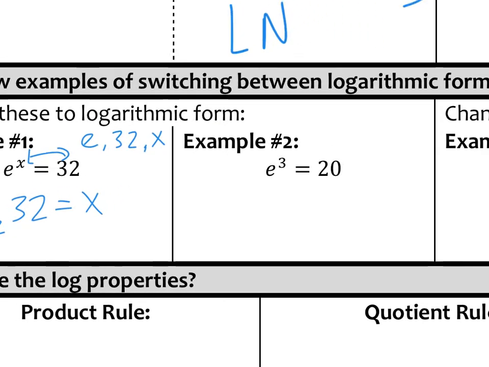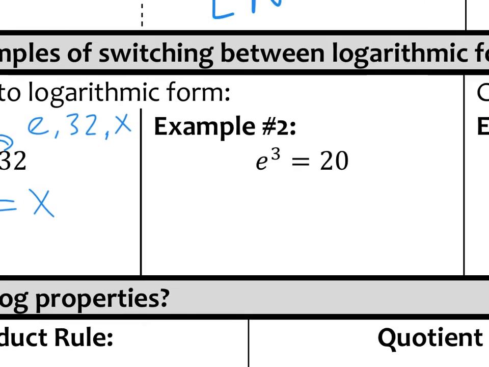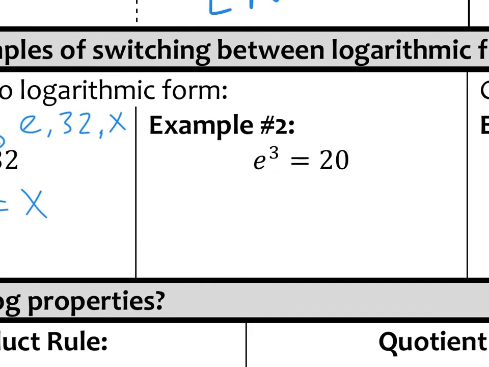Okay, so if I'm looking here, I wouldn't really want to change that to logarithmic form. I'd probably just put that on my calculator. But we're going to go ahead and change it. So remember, we want to change the exponent and the equals, and it'll go natural log base e of 20 is equal to 3.